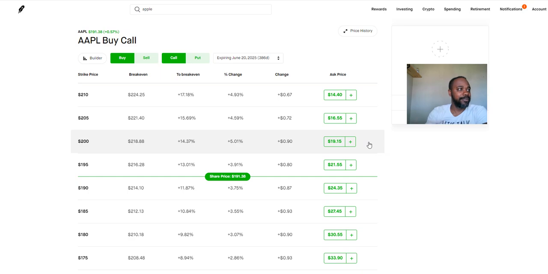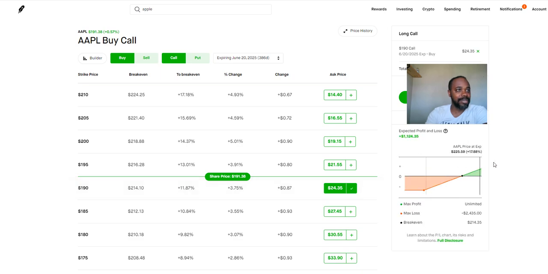Now, let's say I want to buy a contract that's in the money. If I click here, you see it only costs me $2,435 compared to basically $20,000. So right off the top, that gives me about an 85% discount if I know that I only want to hold shares of Apple for, let's say, 6 months out.